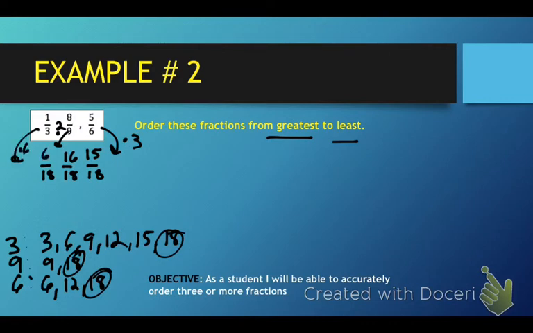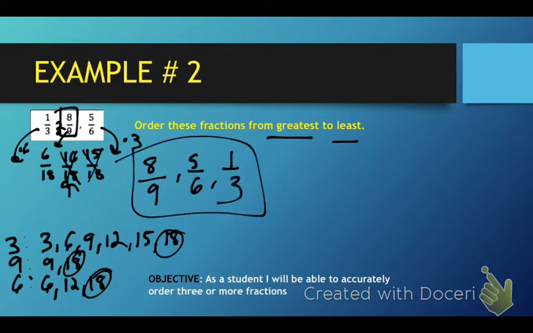Go ahead and order from greatest. Remember, this one is the greatest, so which one is the biggest? That would be 16 over 18, which goes with 8 over 9. Remember, I have to use the original fractions. So 8 over 9. Next one would be 15 over 18, which is 5/6. And finally, the last one, 1/3. Ladies and gentlemen, that's your answer. Circle it, box it, you're good, you're done.